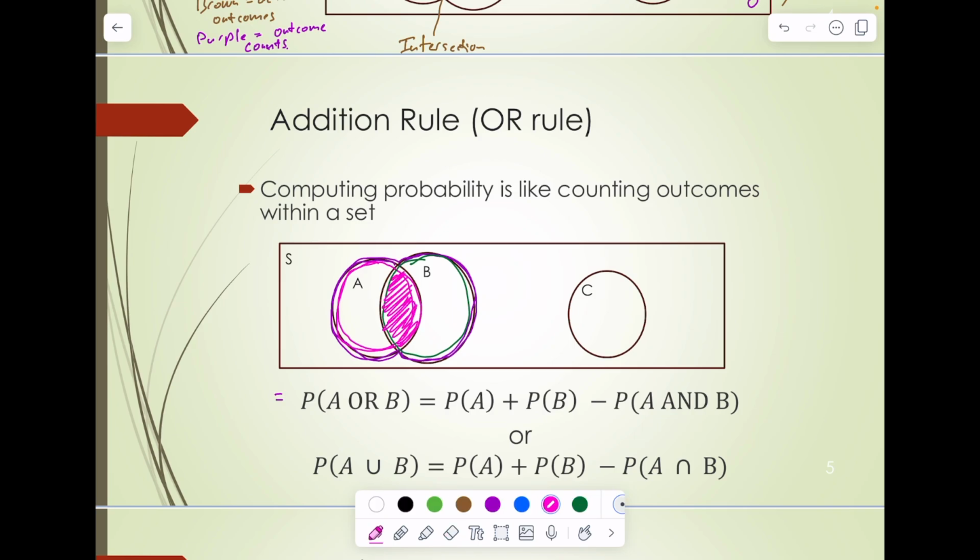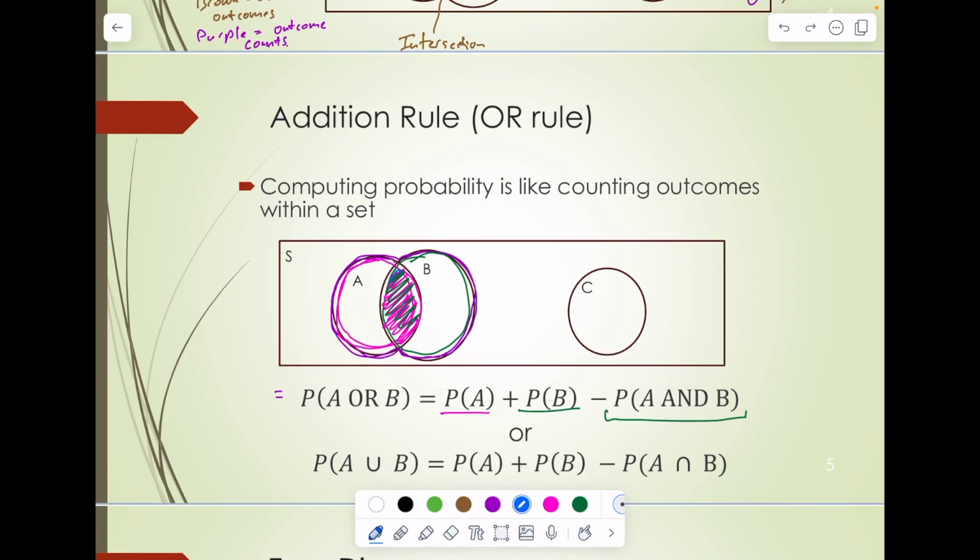All of these outcomes are counted twice. If I add the probability of A and the probability of B, I'm going to get the overlap. So I need to subtract that overlap, and so that's what's going on here. Subtract A and B. So this region right here is A and B in blue. Okay, so that is the addition rule.